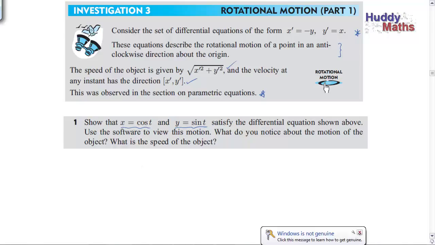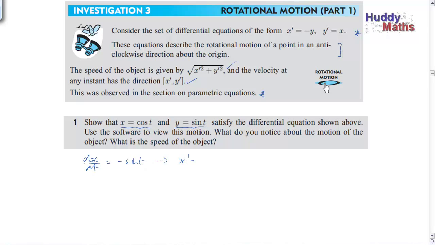Now, first of all, if we've got to show this is a solution, we're going to get dx by dt. Dx by dt is neg sine t, and therefore you could say that's x prime equals neg sine t, and that equals what? Sine is y, so it's neg y. And you should put as required. And then we'll do dy by dt, which is cos t, and that implies y prime equals cos t, which equals x. Again, as required. So that is showing that those two equations do satisfy the initial pair.